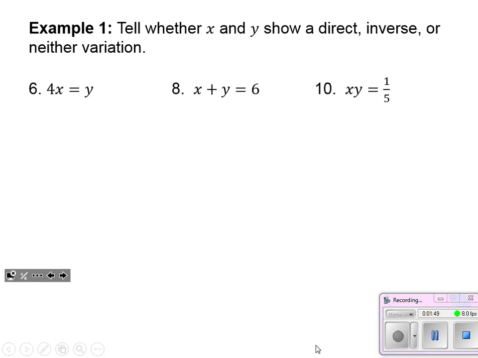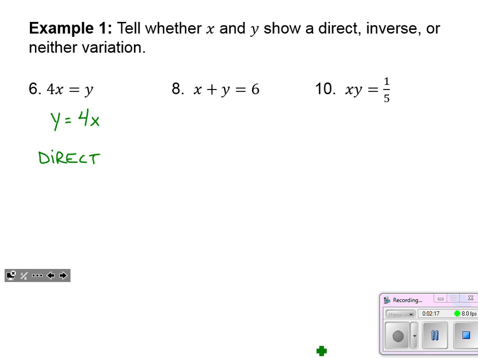Okay, so in the first example, tell whether x and y show a direct, inverse, or neither variation. So number 6, let's take a look. Here I've got 4 times x equals y. Well, as I look at that, I think y equals 4 times x. 4 is that k variable. I don't see x in the denominator or anything like that. So y varies directly as x.